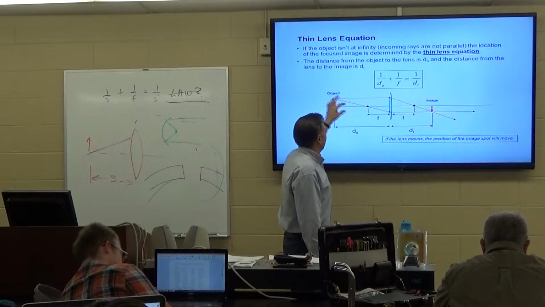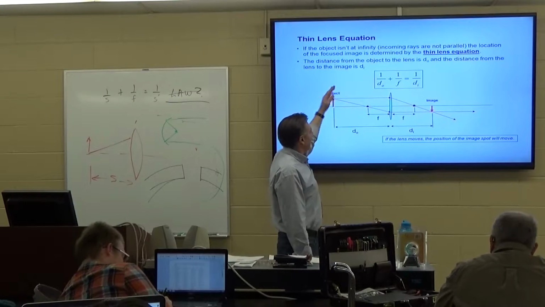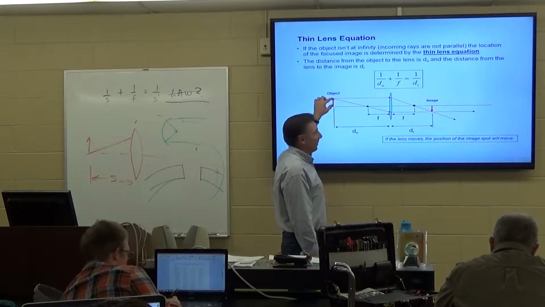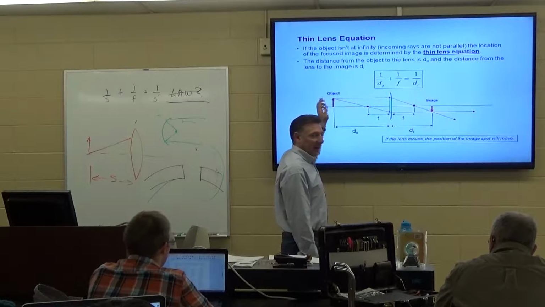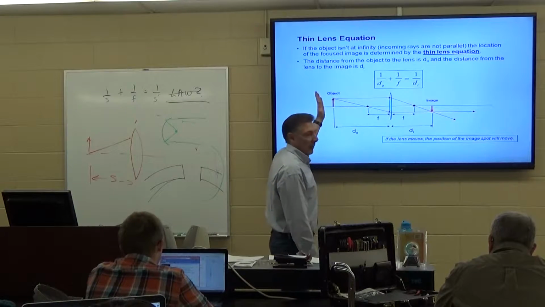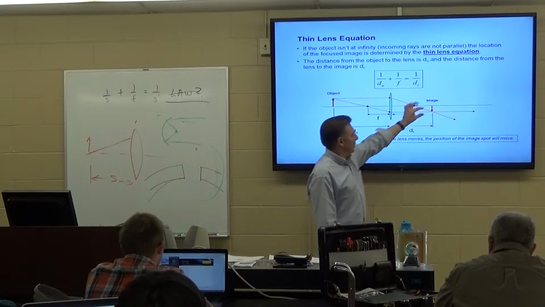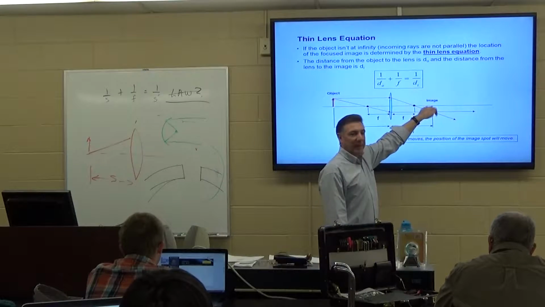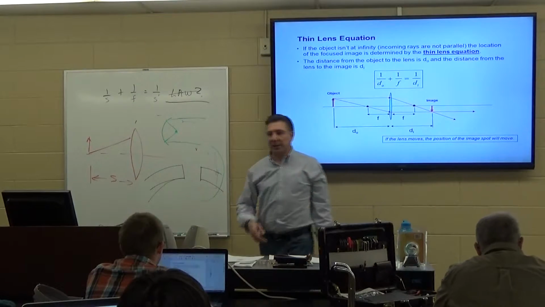If I show this as being upright, above the optical axis here, and this has a positive size to it, then if we're looking at whether it's upright or inverted, in this case the image is inverted, so it will have a negative magnification when you calculate magnification.